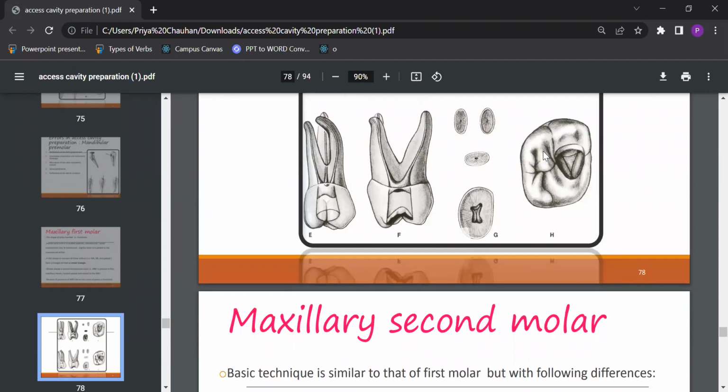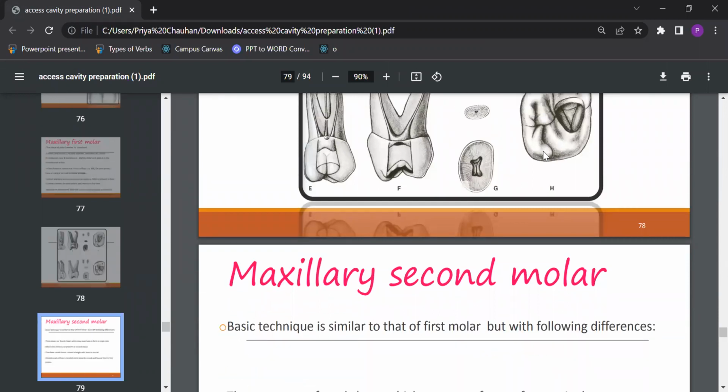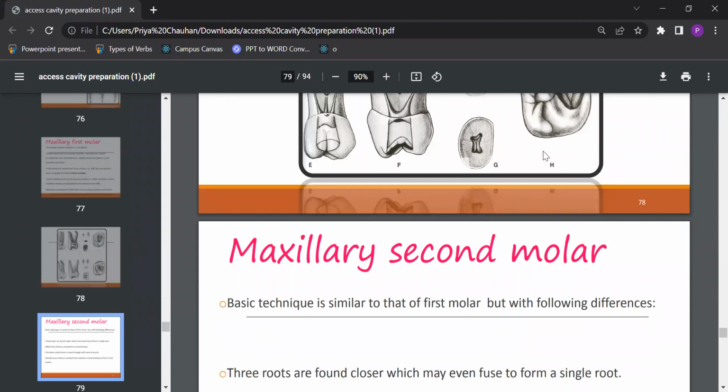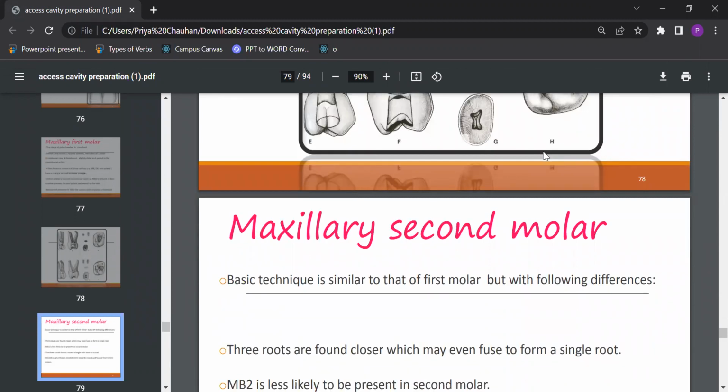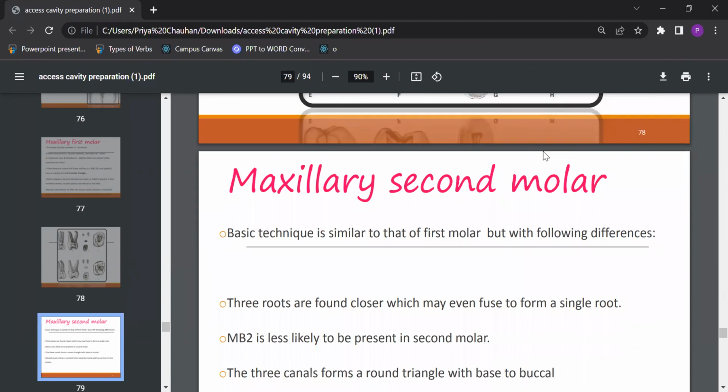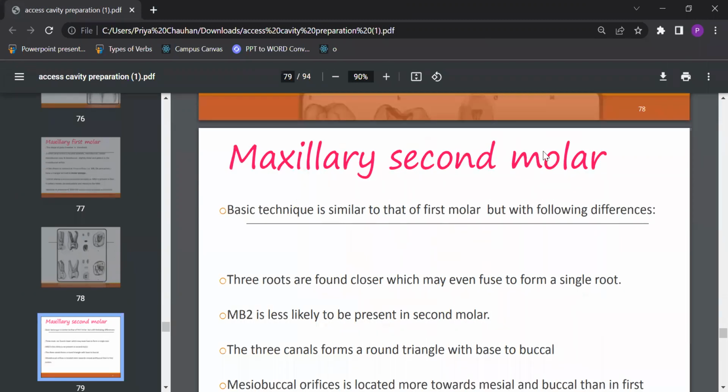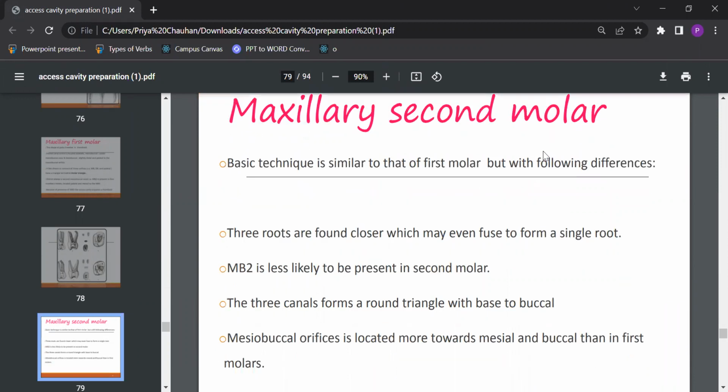So next one is maxillary second molar. The basic technique is similar to the first molar, but with the following differences. First, the three roots are found closer, and may even fuse to form a single root. Then, MB2 is less likely to be present in the second molar.